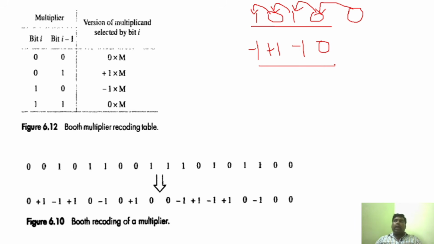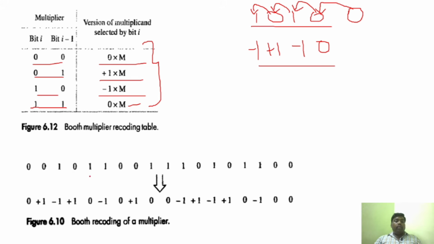Are you clear? So how can I understand this transition? As I said, if it changes from 0 to 0, then it is 0. M is nothing but the multiplicand, so it is 0 of multiplicand. Similarly, if it is a 1 to 1 transition, then it is 0. If it is a 1 to 0 transition, then it is plus 1 of M. And if it is 0 to 1, then it is minus 1 of M. You got it? This is a very important table to understand Booth algorithm.